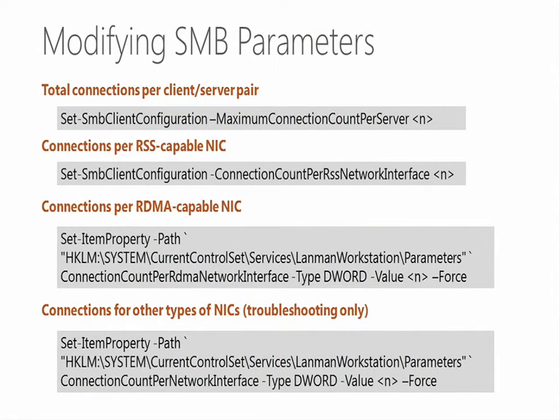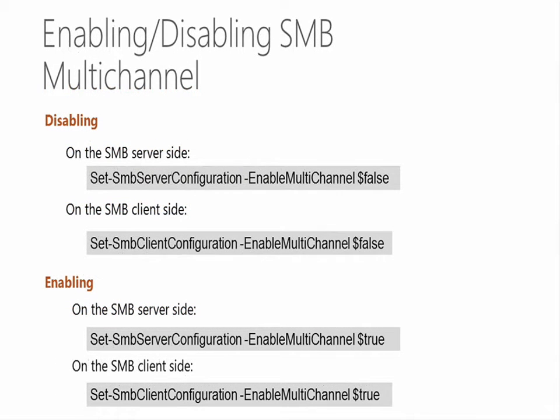Notice the only way to modify these SMB parameters is with these PowerShell commands. To see the current connections that we've got right here, notice the Set-SmbClientConfiguration cmdlet allows us to go in and change the maximum number of connections, look at the number of connections per network interface, and modify some of the RDMA settings. Again, we don't recommend making any changes to this, but it is possible with PowerShell.